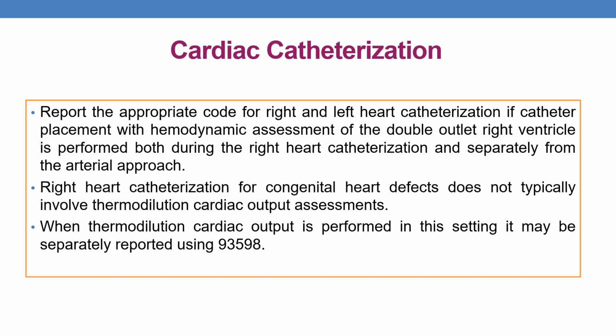From arterial approach, you need to code the left heart catheterization. But for the right heart catheterization, you need to use the right heart catheterization code only. Whenever the aorta is involved, and for the subpulmonic ventricles, you need to consider it as a left heart catheterization, not as a part of right heart catheterization.